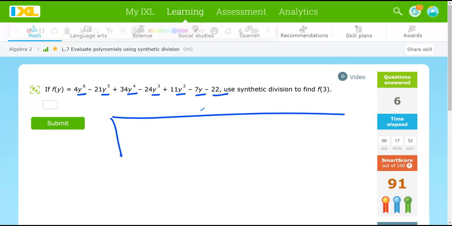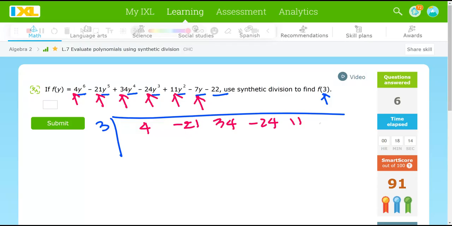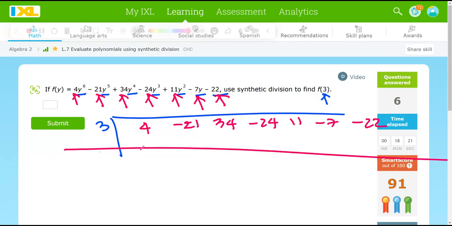Here we go. So you want to find f of 3. So number 3, I put right here. So let's fill in all the coefficients. Number 4, I put right here. Negative 21, I put right here. 34, I put right here. Negative 24, I put right here. 11, I put right here. Negative 7, I put right here. And the last one is negative 22. Not a big deal. Draw the line.